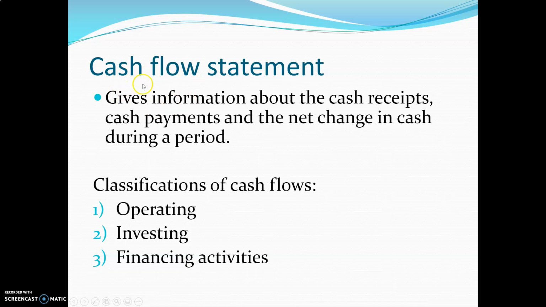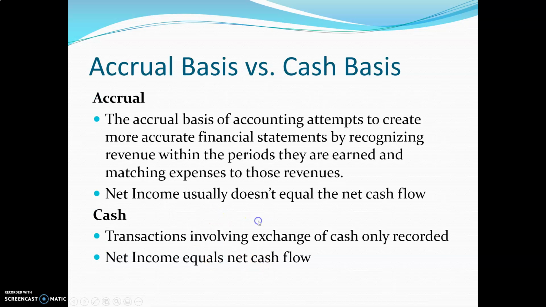So here's a little more information as we go through. There's a new statement that we learned about. We've learned balance sheets, income statements, and owner's equity statements, but there's also a cash flow statement. This gives information about the cash receipts, cash payments, and the net change in cash during a period. Here are some classifications of the cash flows, and we're going to expand on this in the next set of slides: operating, investing, and financing activities, so O, I, or F.